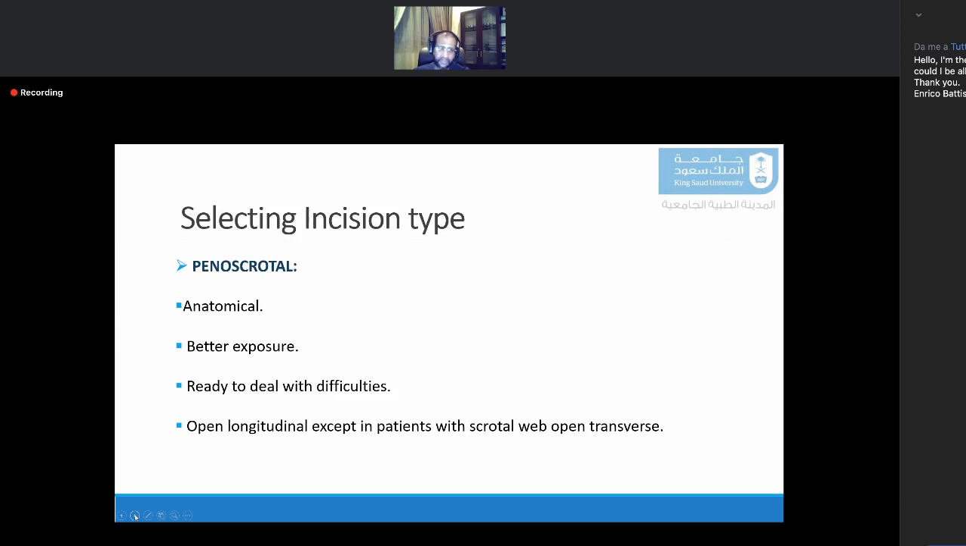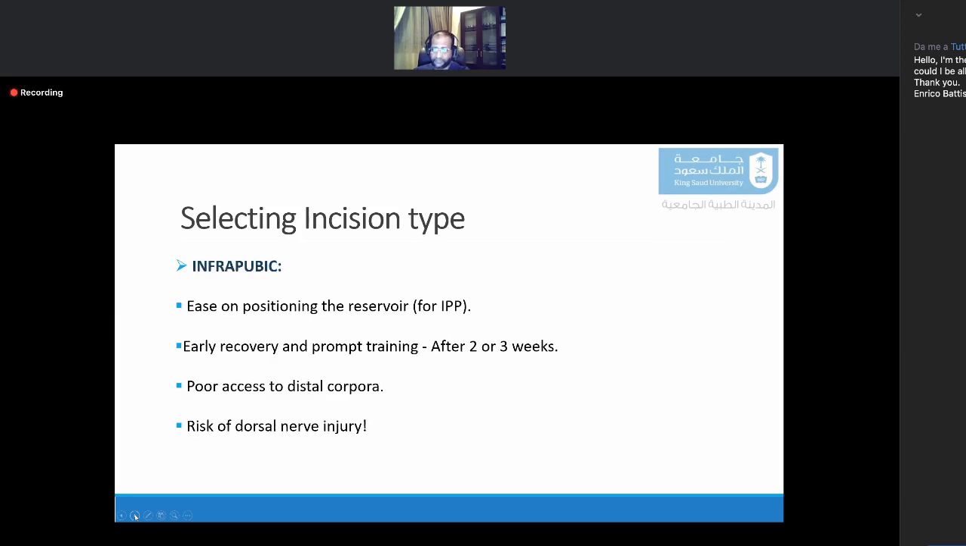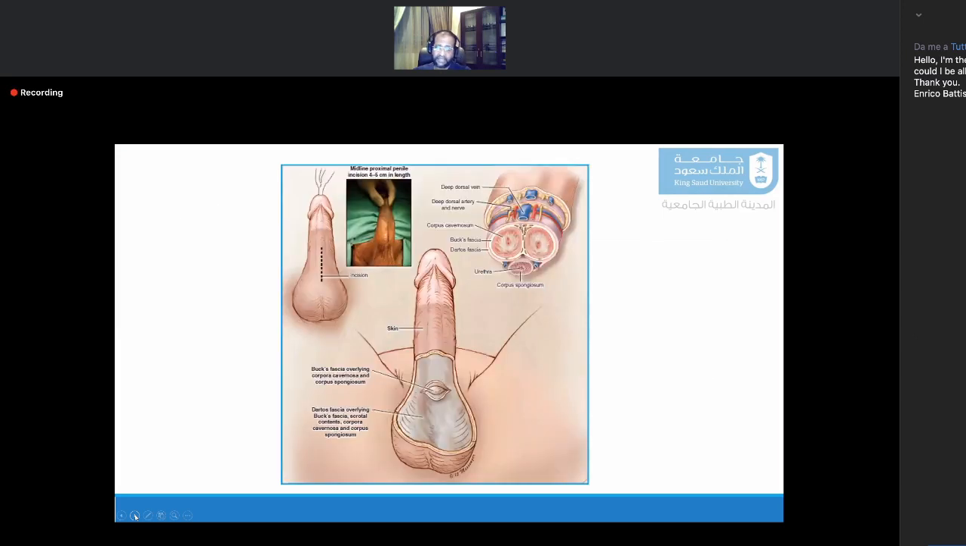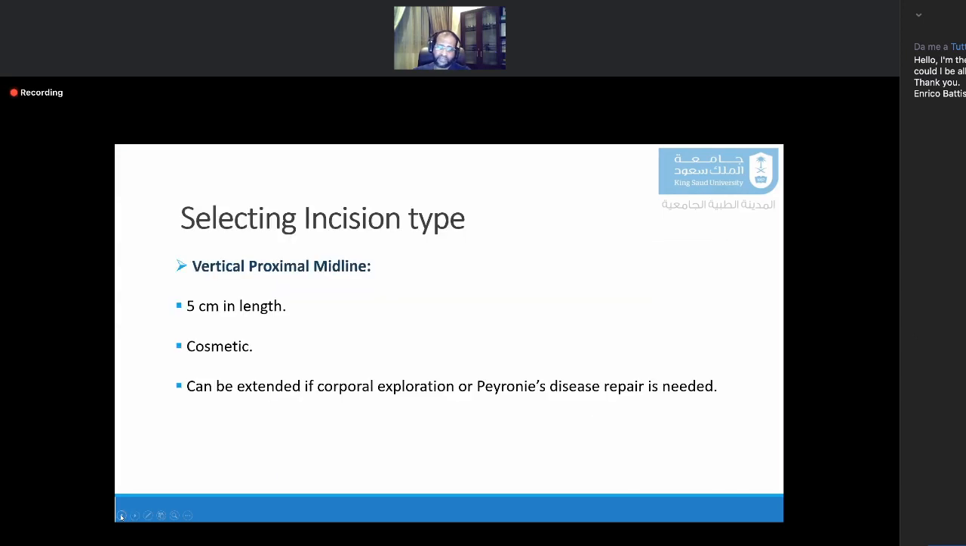Next slide, please. Infrapubic, I will leave it for Gabriel. This is another option for implanting your malleable prosthesis. Next slide, please. We have recently adopted this new approach, popularized by Dr. Habous and colleagues, which is the vertical proximal midline approach, where we make a 5 centimeter incision. It's much more cosmetic, and it can be extended if you would like to go for a more reconstructive procedure in case of Peyronie disease.